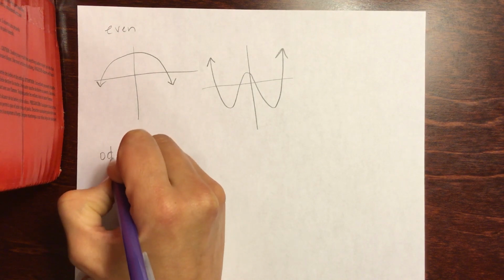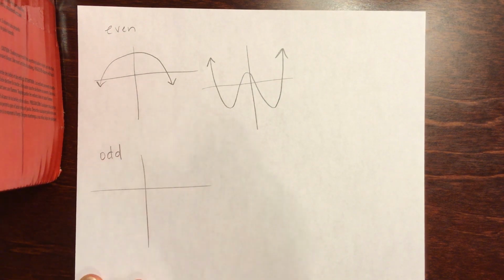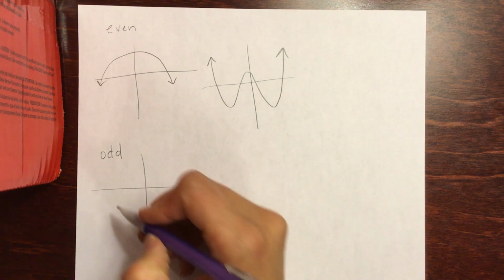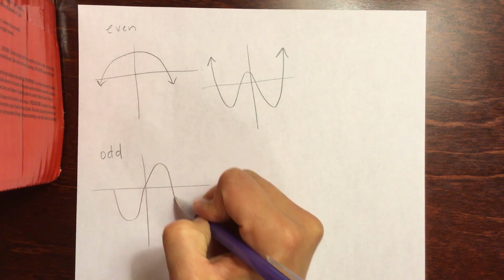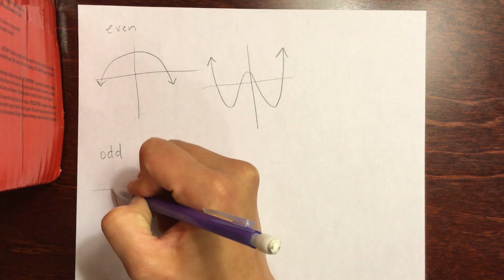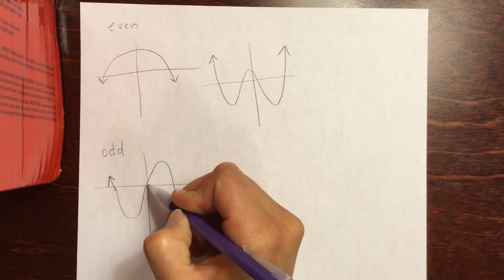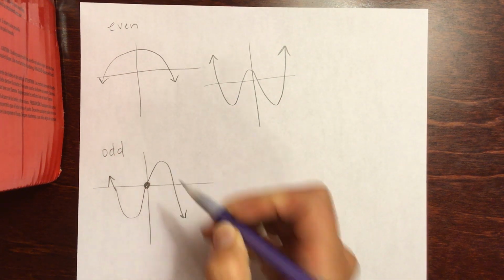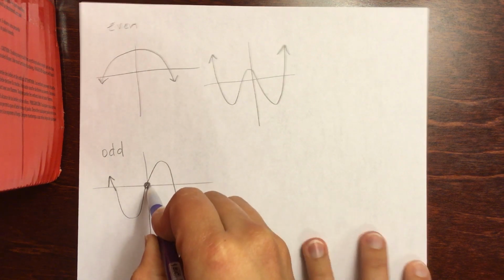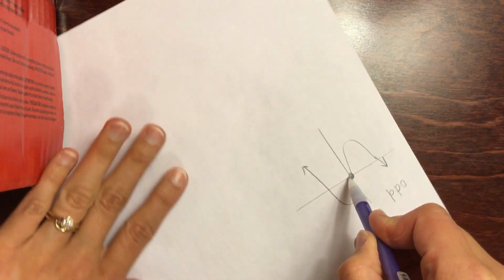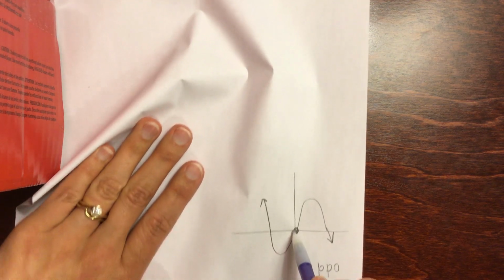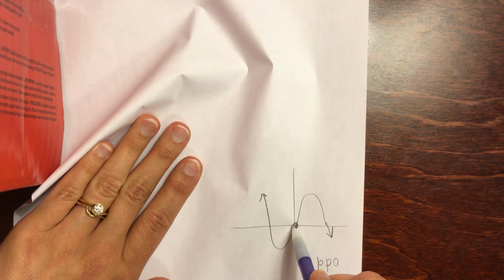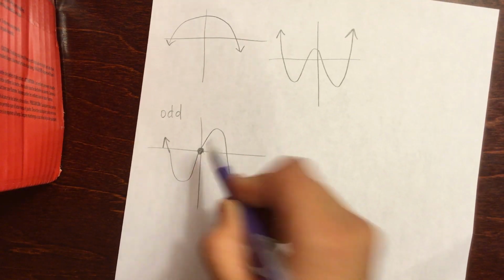And odd graphs, instead of folding in half over the y-axis or the x-axis, you kind of do a double fold, or you rotate your graph. Looks a little funky. But pretend my pencil goes right through the origin. If I put my pencil right here and spin my paper upside down 180 degrees, the graph looks the exact same with respect to the axes. So when I rotate it upside down, it's still the same exact shape.